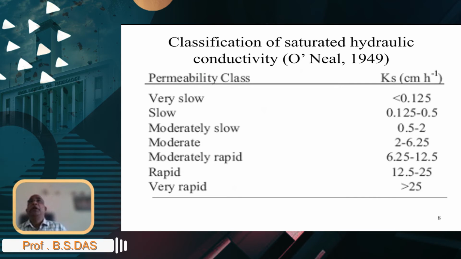We have measured saturated hydraulic conductivity of soils for many locations, and we have classified them from very slow to very rapid. One of the most frequently used classification systems for saturated hydraulic conductivity is given by O'Neill, as far back as 1949. So you can see that saturated hydraulic conductivity is one of the very well studied parameters for soil. It's one of the fundamental soil hydraulic properties.